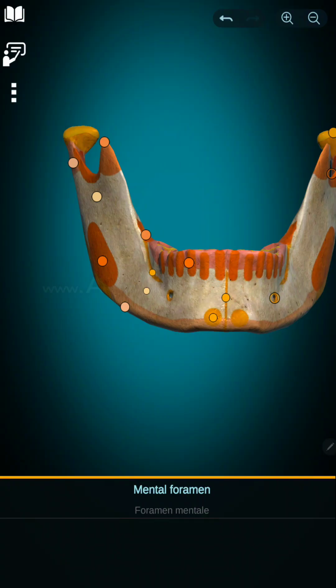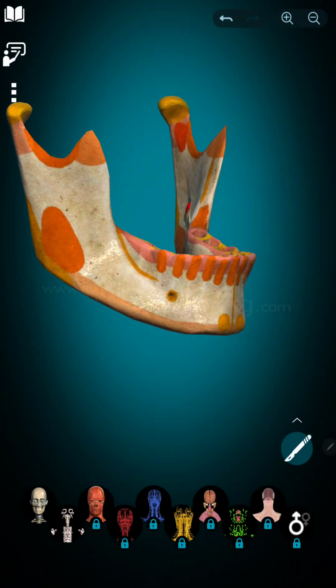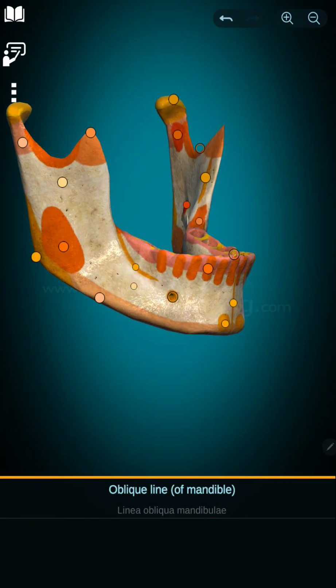Next the oblique line, this is the oblique line. You can easily appreciate here, this orange line is the oblique line. It is the continuation of the sharp anterior border of the ramus of the mandible. When we study the ramus of the mandible, we will also study the surfaces. So it is the continuation of the sharp anterior border of the ramus of the mandible, and that is the oblique line. Clear?